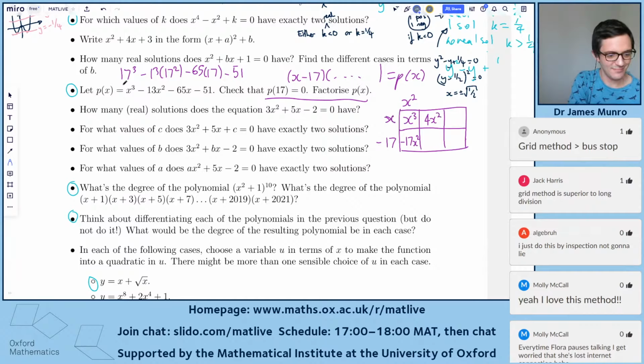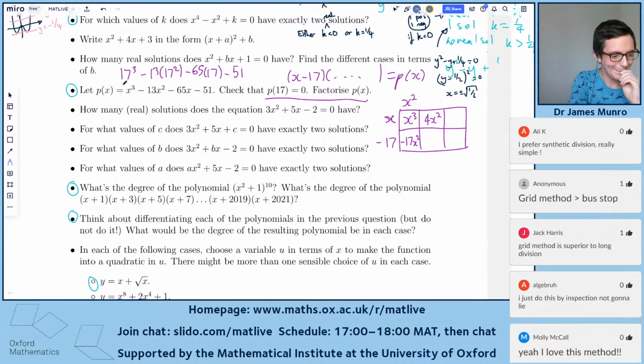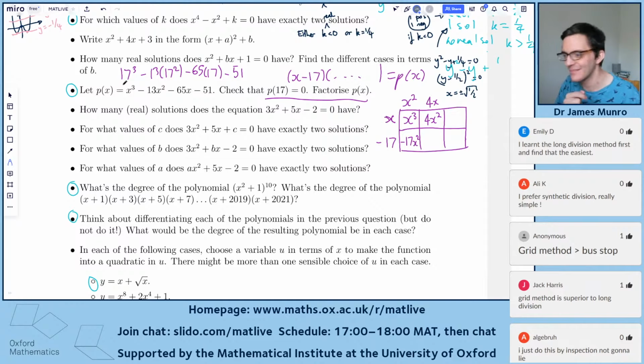So then, what do you need to multiply x by to get 4x squared? Well, that would be 4x. And then, I believe 4 times 17 is 68. Yep. So we get minus 68x in that box. Except we don't want minus 68x, we want minus 65x. So we have to add 3x. So 3x goes in this box.